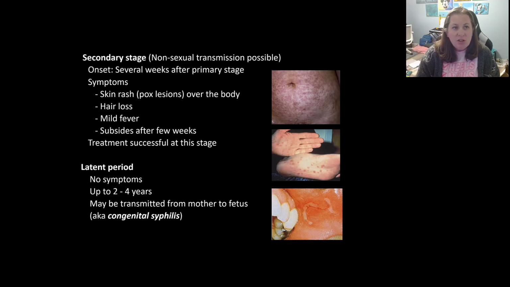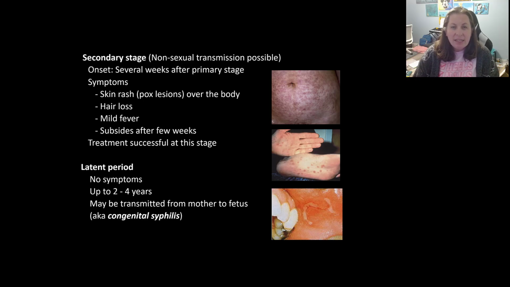The second stage is where non-sexual transmission is possible because it has now spread out of the genital area. This is several weeks after the primary stage, and symptoms include a skin rash. It almost kind of looks like a pox type lesion all over the body. Hair loss, mild fever, and it does subside after a few weeks. Treatment is successful at this stage as well, but you've got to make sure that we treat it.